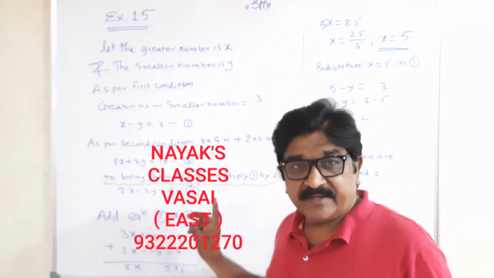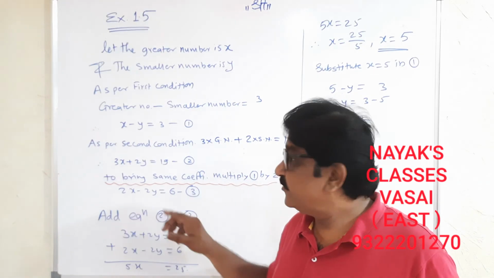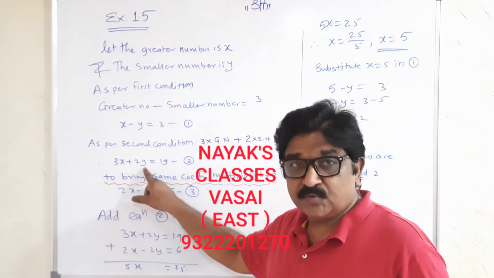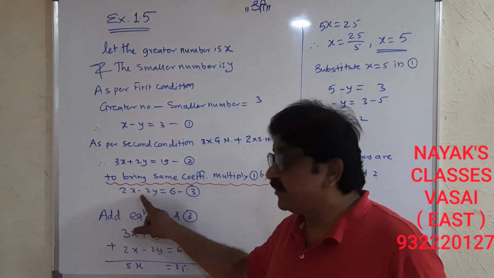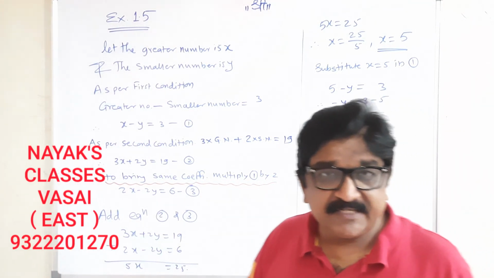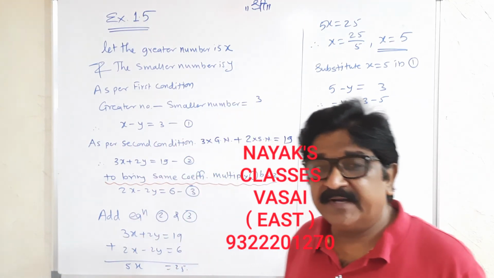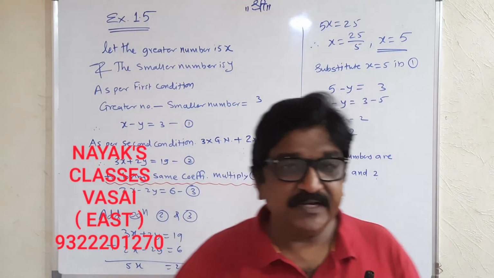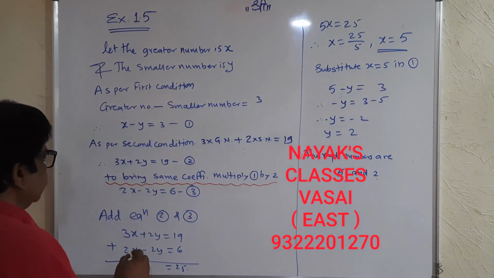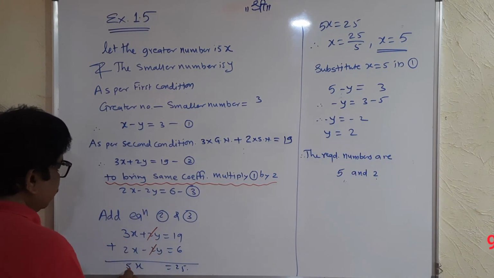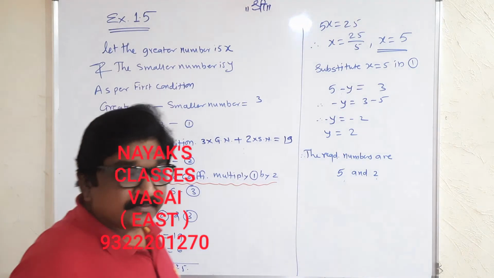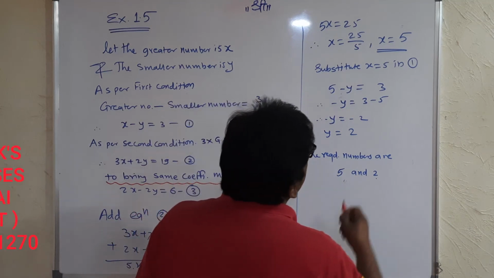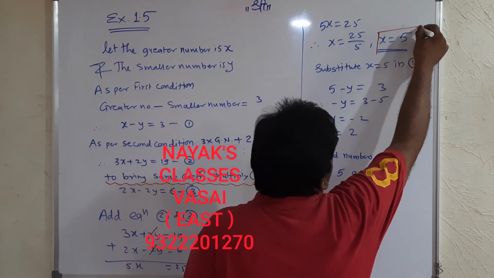Now compare equation 2 and 3. You will get equation 2 has plus 2y, and equation 3 has minus 2y. When there are opposite coefficients, we have to add. You might have done this. So adding equation 2 and 3, these two will get cancelled, and 3 plus 2, 5x is equal to 25. 5x is equal to 25 can be solved to get value of x.